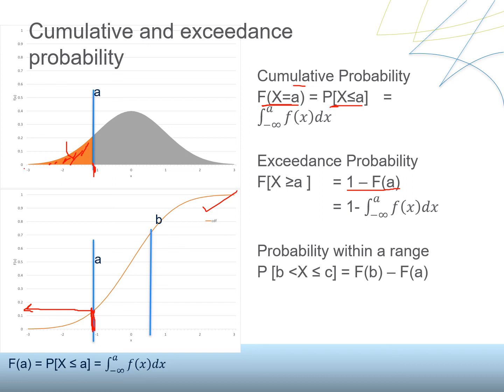So in all probability distributions, you will always have two things. One is the probability density function and the other is the cumulative probability function, or cumulative distribution function. You can use either, and using that you can calculate the probability. But you need to be careful which one you are using.